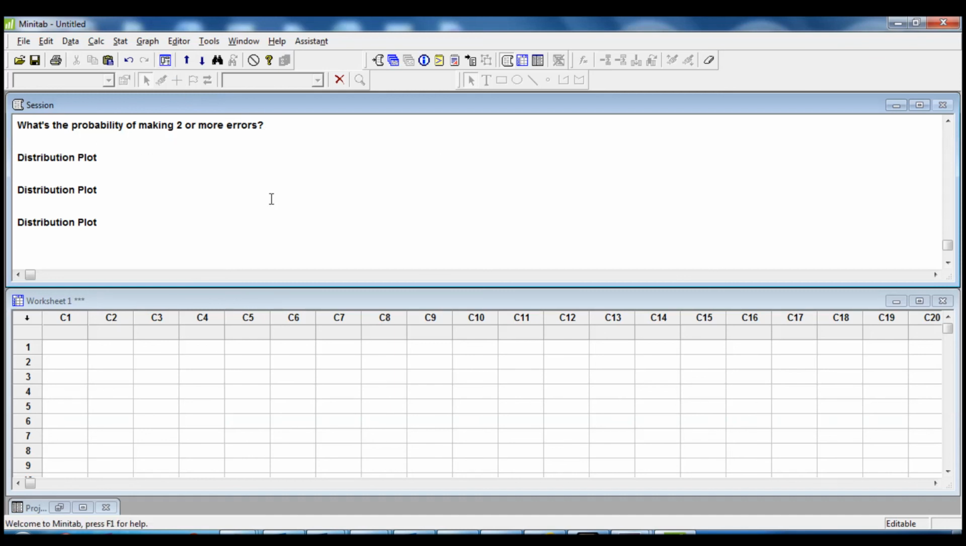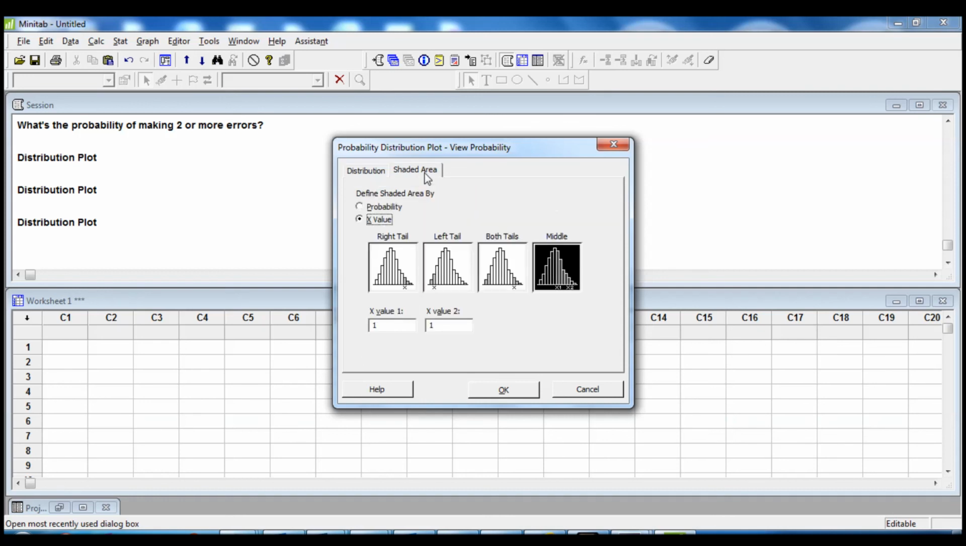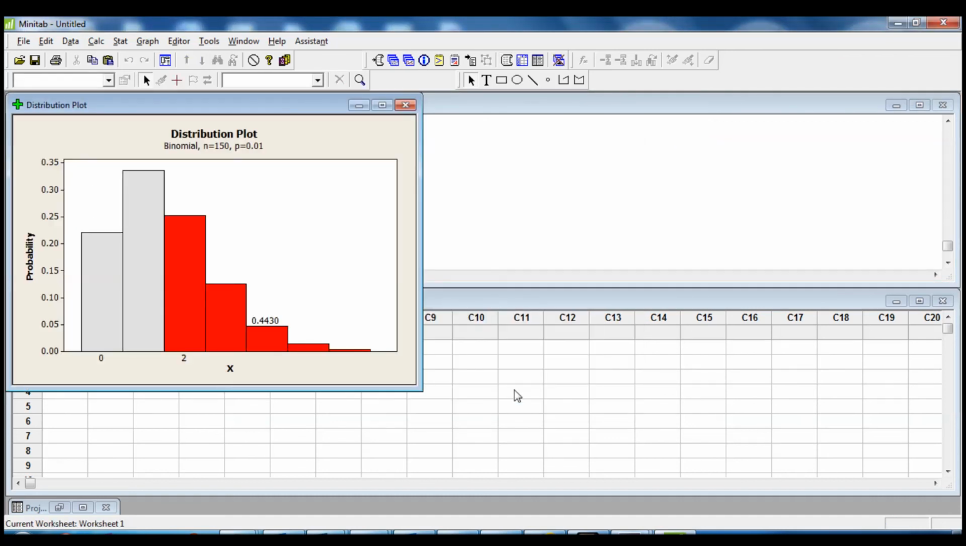And the last part of the exercise is, what's the probability of making two or more errors. We can recall the dialog box by clicking this icon here, and then we go into Shaded Area, and this time we need to look at the right tail again, so that we can have the values from 2 and more errors. So when we click OK, the output is 44%, 0.4430.